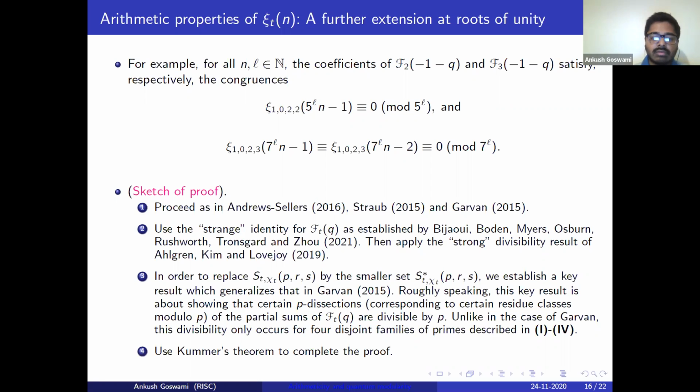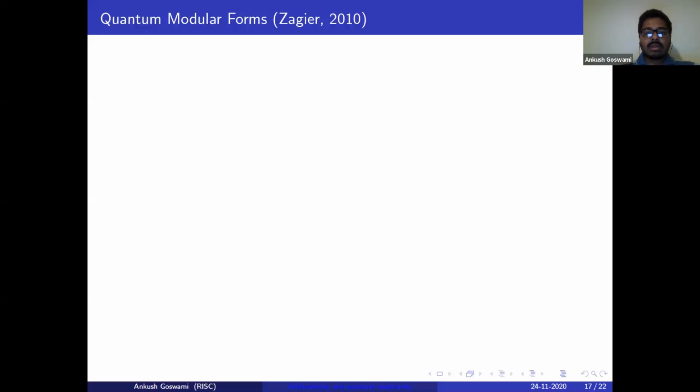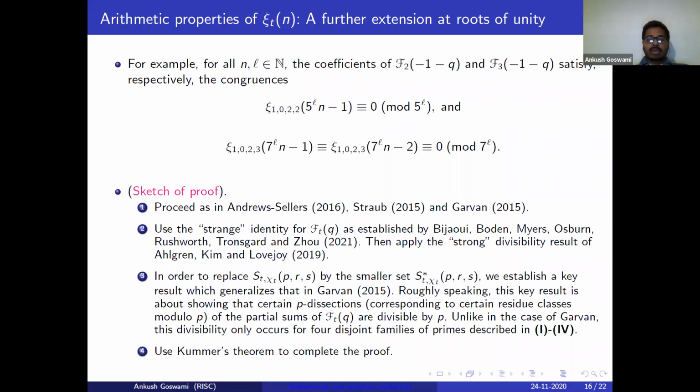Okay, and then what you have to do is use Kummer's theorem, which is about the p-adic valuation of binomial coefficients, and that completes the proof of the theorem. Okay, so that completes the first part of my talk.